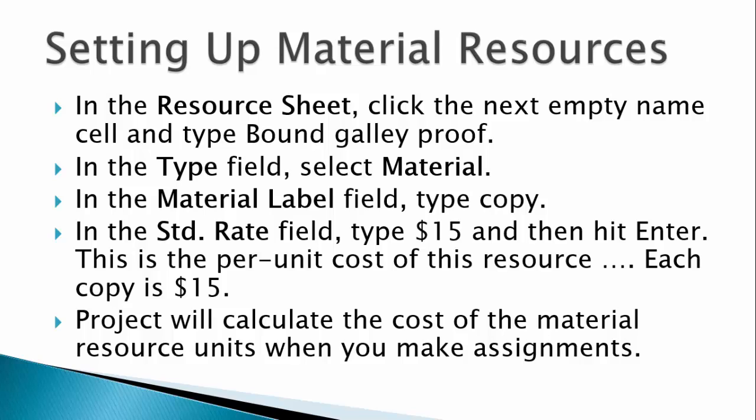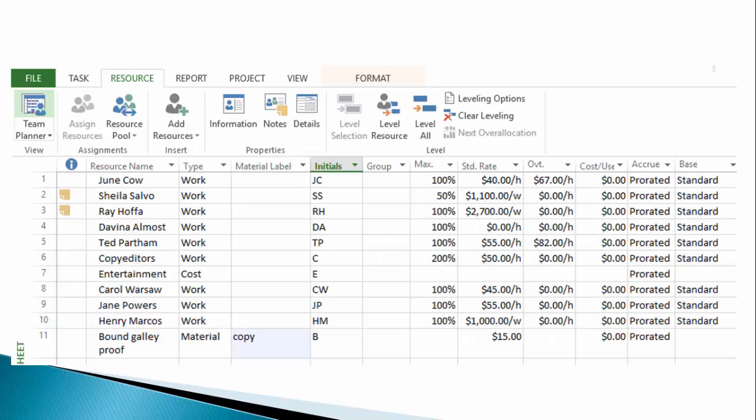We can add these to the resource sheet by putting copy in the material label field. We're reminding ourselves these are charged on a per copy basis. Once we add the per unit cost of $15, we're done. Anytime these resources are assigned to a task, we'll be charged $15 per copy. In this screenshot, you can see the result of adding the bound galley proof material resource in row 11 of the resource sheet.